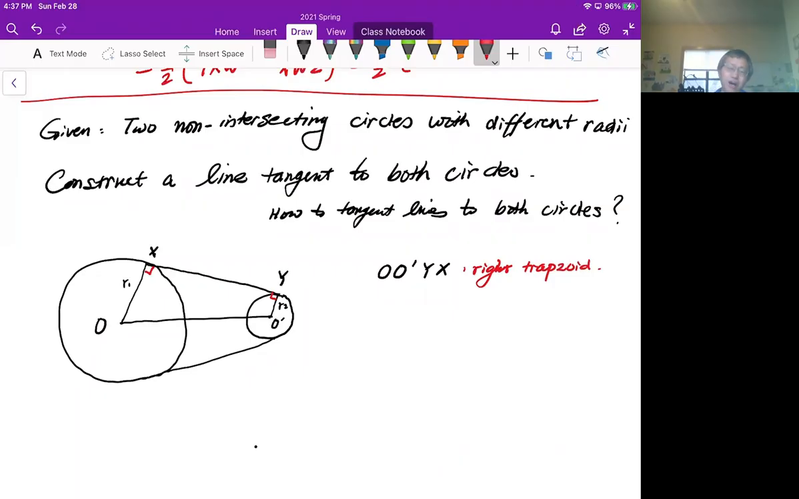So the question here is, how could I construct such a right trapezoid? How could I find X and Y? Okay, think of that for 30 seconds. How could I do that?